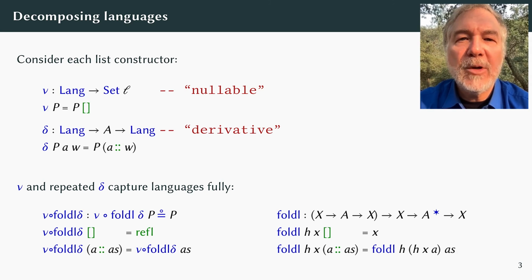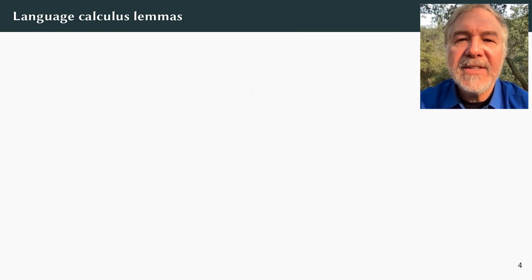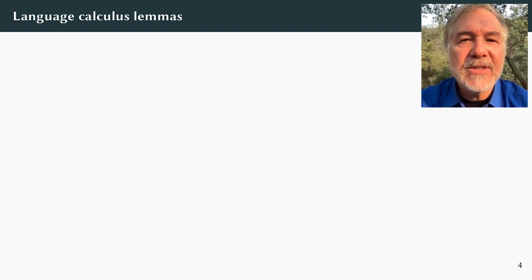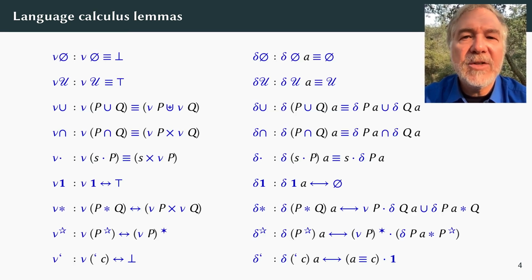Agda is quite liberal with names, and in this case, the name of the theorem is nu composed foldl delta, with no spaces. Note that everything on this slide applies not just to languages, but more generally to functions from lists to anything. The next step in our plan is to identify and prove a collection of lemmas that relate nu and delta to the standard language building blocks.